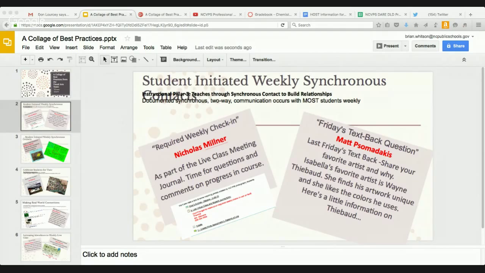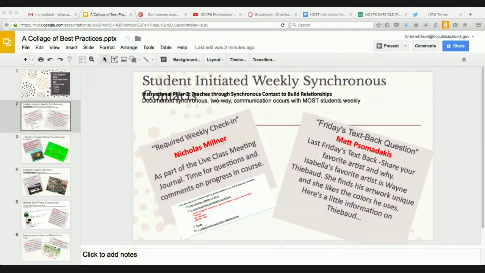Right. I was just saying about Matt and his Friday text back question that not only is he able to have that rapport with the student, but he can feature what they've said in his daily announcement, sort of as a celebration. Then he can elaborate on whatever their answer was. Like here, she likes this particular artist, and so he was able to say, here's more information about him. So it's another learning and teaching opportunity for the students.